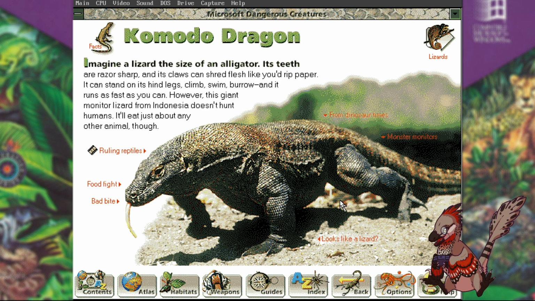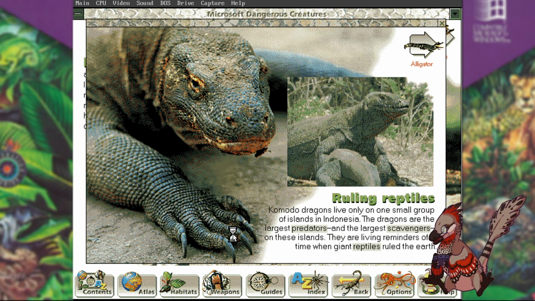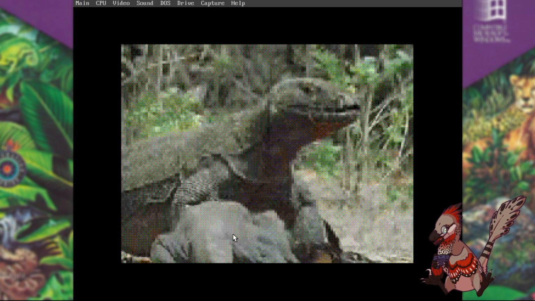Right, and they actually have little movies here as well that you can look at, which are quite interesting. So let's look at the Ruling Reptiles movie. There you go. There he is.